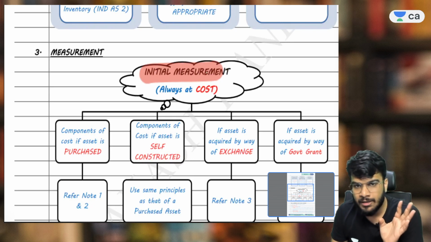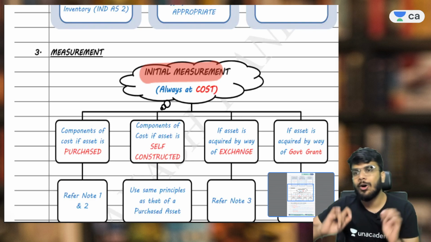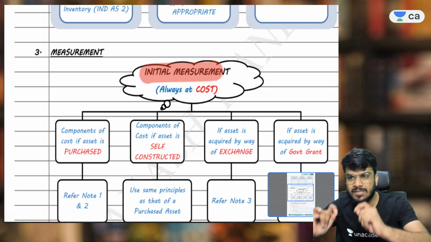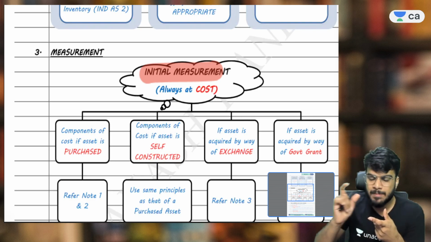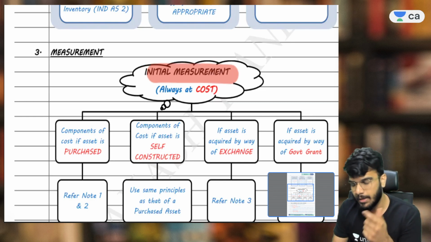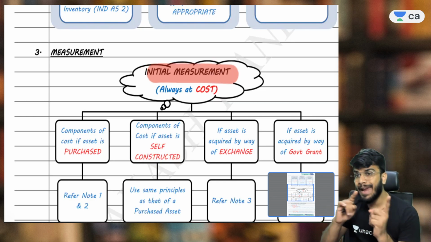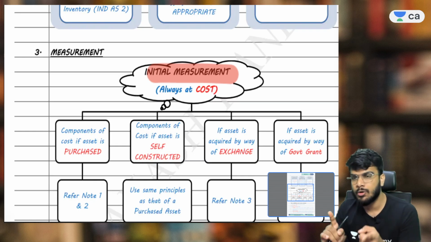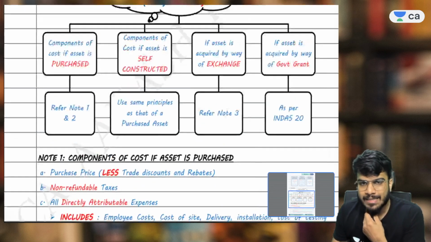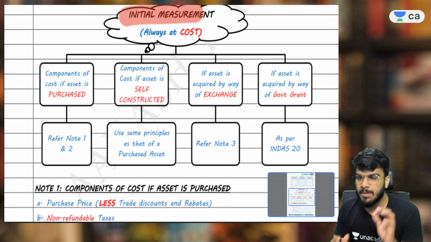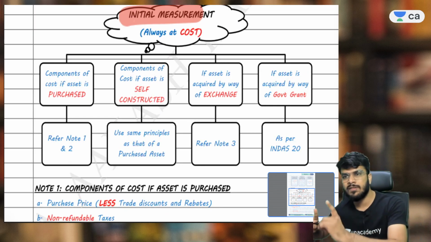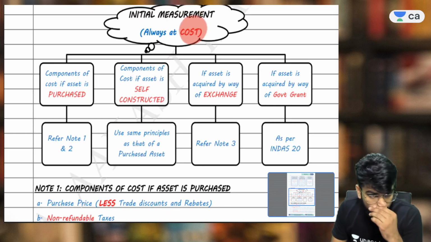Now what is the meaning of initial measurement? Initial measurement means on day one, how will you classify this PP, and at what amount will you record this PP? That is initial measurement. And what is the meaning of subsequent measurement? At every year end, at what amount will you record this PP, right? So let's revise this first, initial measurement. Always remember, initial measurement will always be at cost, right?